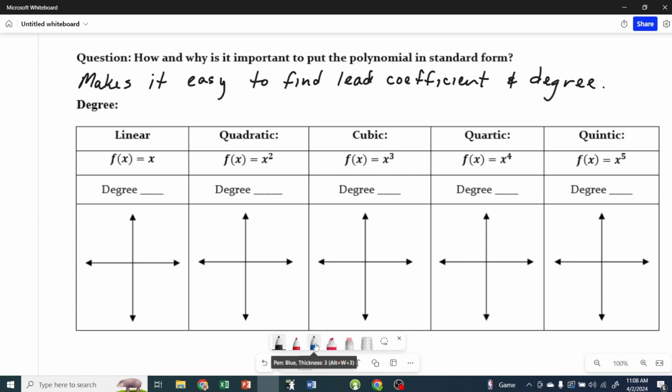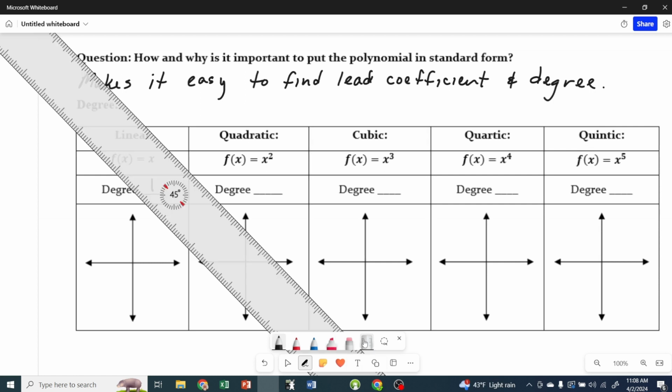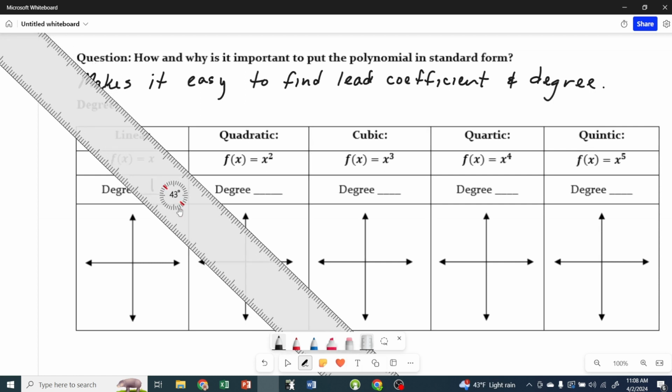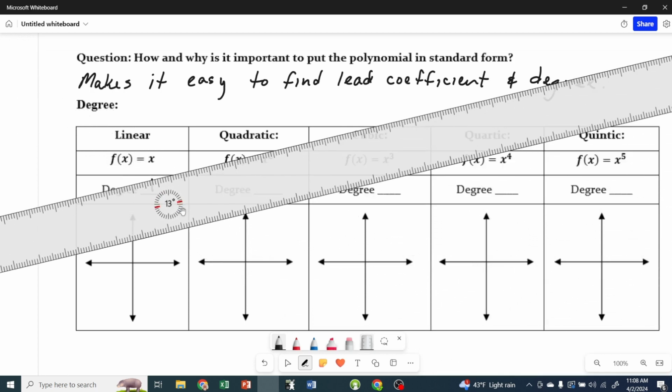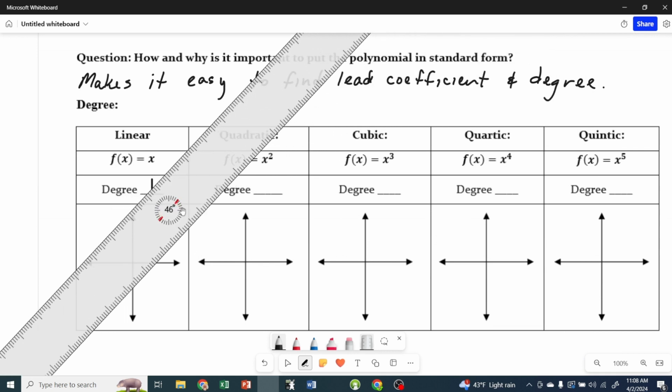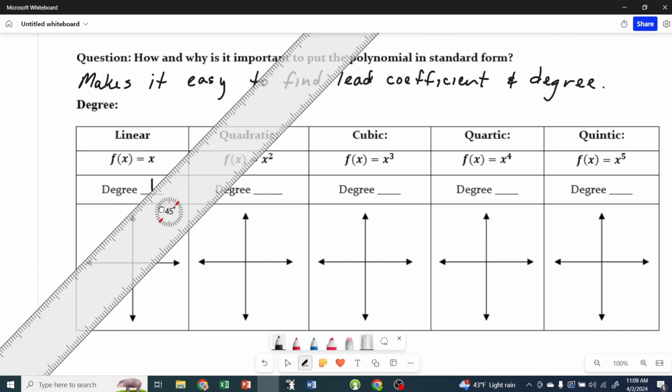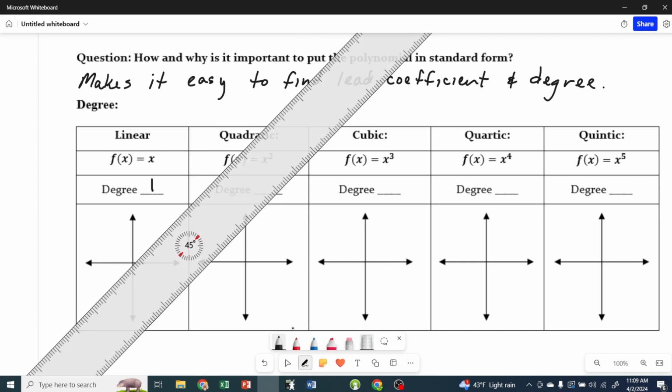Okay, so let's talk first about our graphs that we're about to do here. So f of x equals x. The degree of this is first degree. And this is a linear function, so it's just going to be just like this here. And it's going to be a 45-degree angle. So we're just going to draw this in using our ruler.